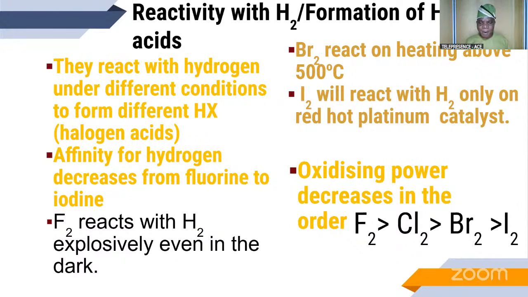So oxidizing power, however, decreases in the order of fluorine greater than chlorine, greater than bromine, and greater than iodine. In other words, the oxidizing power of these halogens decreases as you descend the group. Going down the group, fluorine is more powerful than chlorine, chlorine is more powerful than bromine, and iodine is the least.